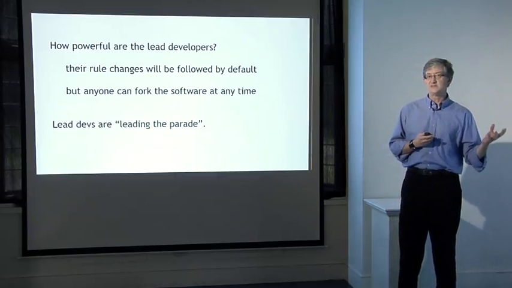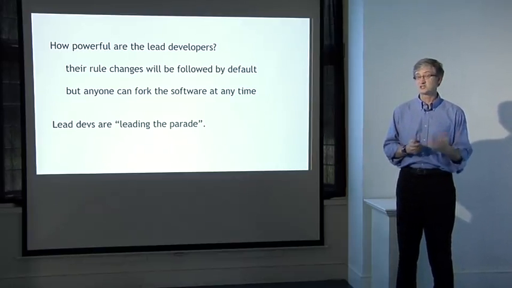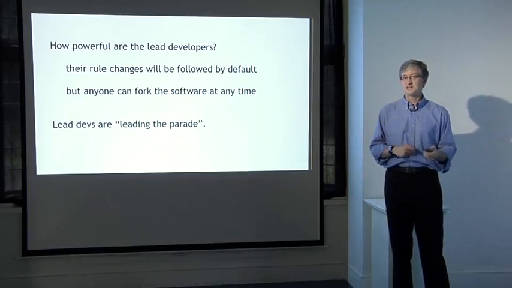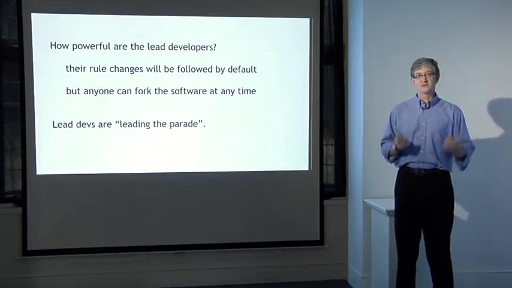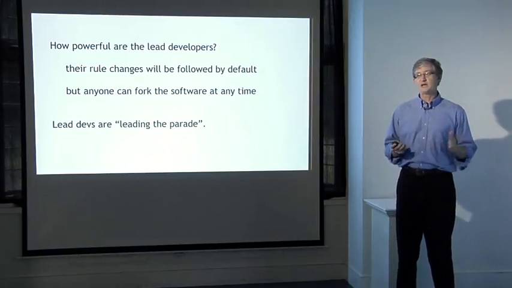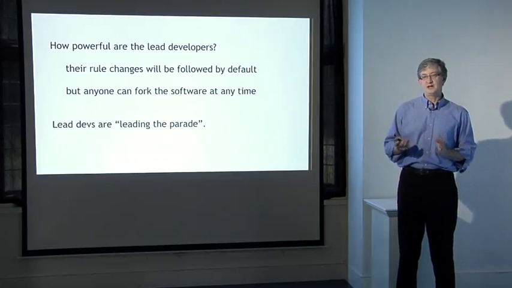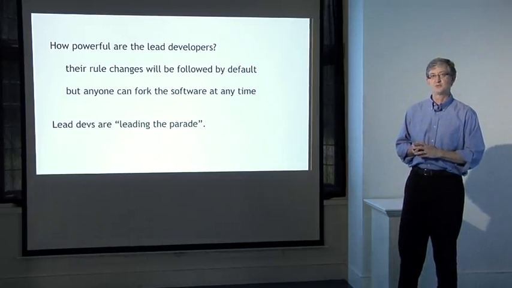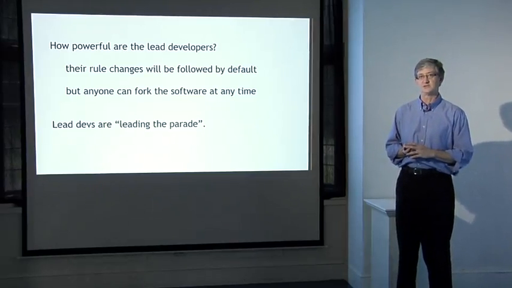And so if the lead developers start behaving in a way that the community doesn't like, strongly rejects, the community can go a different direction. One way of thinking about this is to say that the lead developers are leading the parade. They're out in front of the parade marching, and the parade will generally follow them when they turn a corner. But if they try to lead the parade in a direction that's disastrous, well, then the parade members marching behind them might decide to go in a different direction.